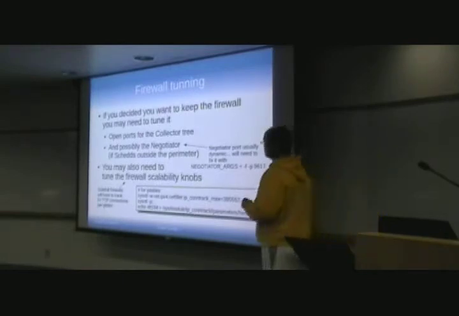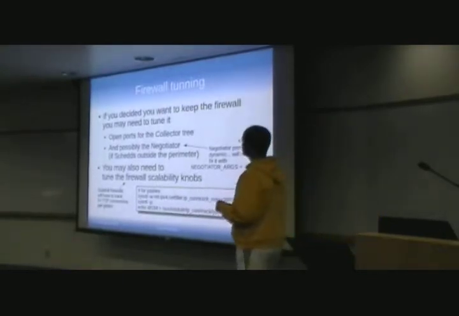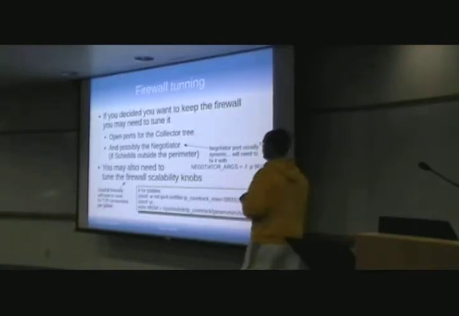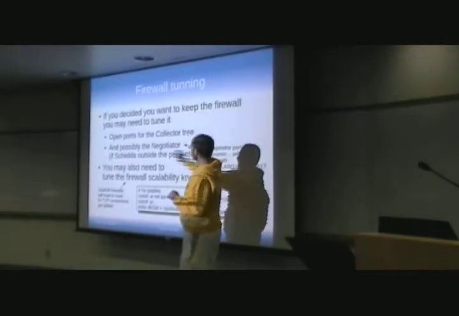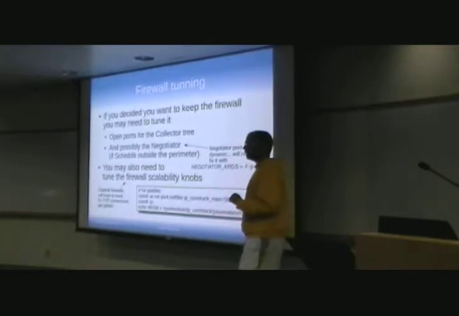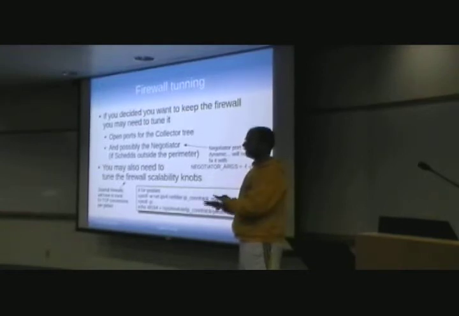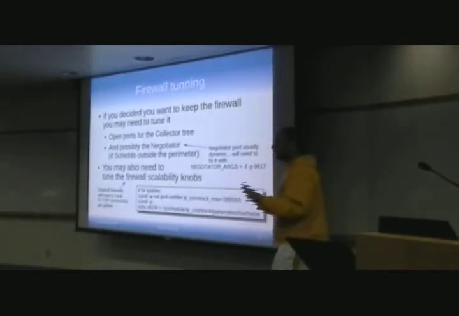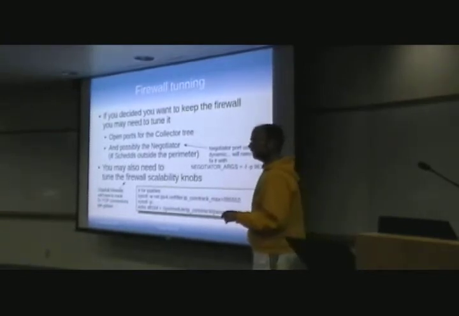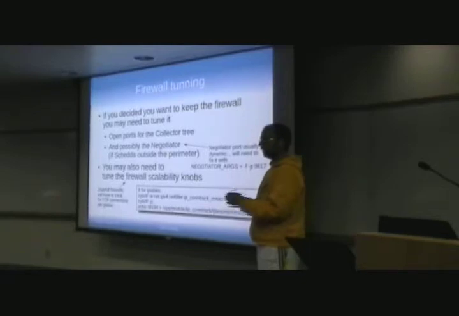A few words about firewalls. I mentioned it yesterday, I want to stress it again. If you have decided that you want to keep the firewall, you need to tune it. As a straight minimum, you need to open the ports for the collector trees, because this is how all the glideins will talk to the collector, and they must be open to pretty much everyone under the sun. You cannot put any restrictions because the glideins can really run pretty much anywhere, unless you really want to micromanage where the glideins can run, and that could be a mess.